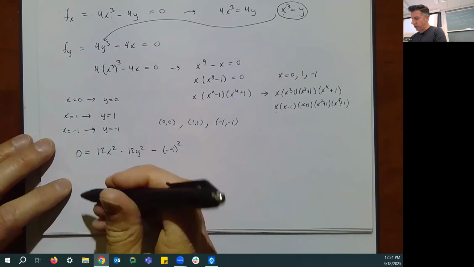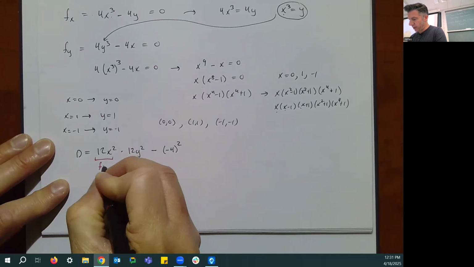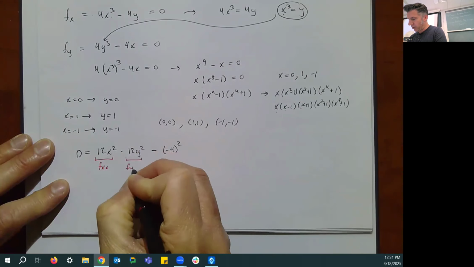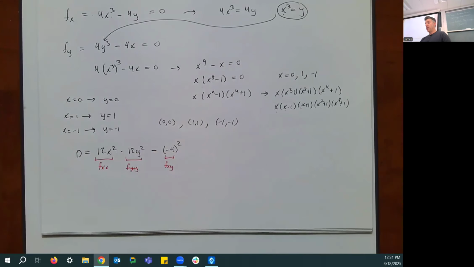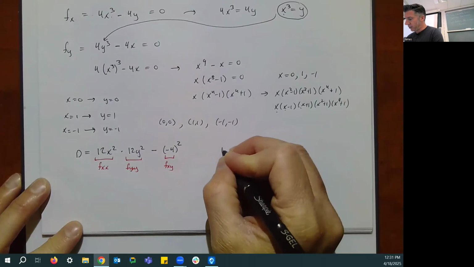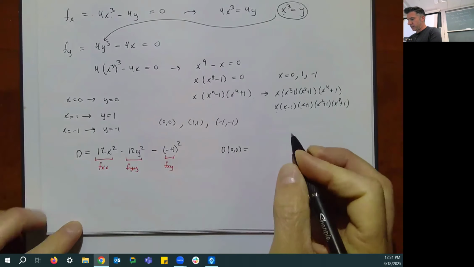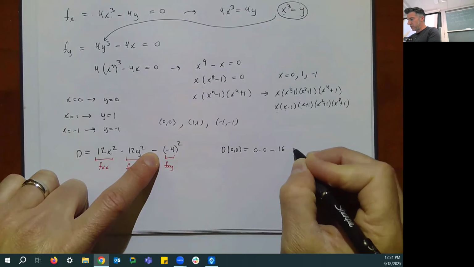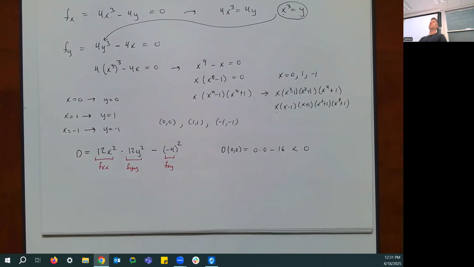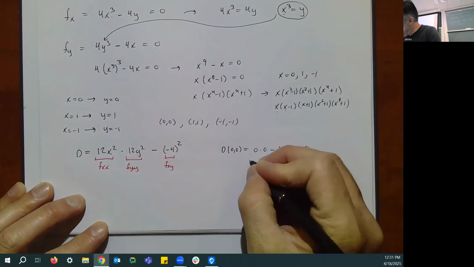Just some labeling here. That's your fxx, fyy, fxy. So now we actually do have to plug in the critical point to see what is happening. So let's start with (0, 0). So we plug in 0, 0. We're going to get 0 times 0 minus 16, which is negative. What does that mean? We get to ride a horse because we have a saddle. All right. So saddle.